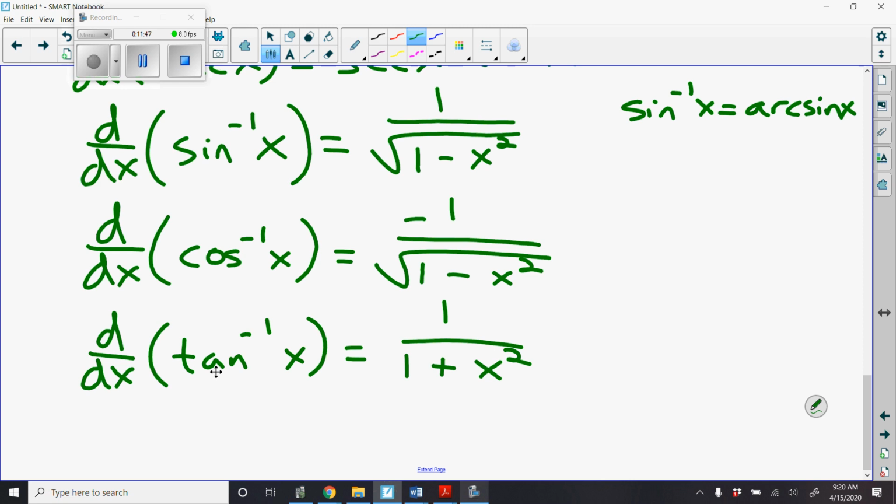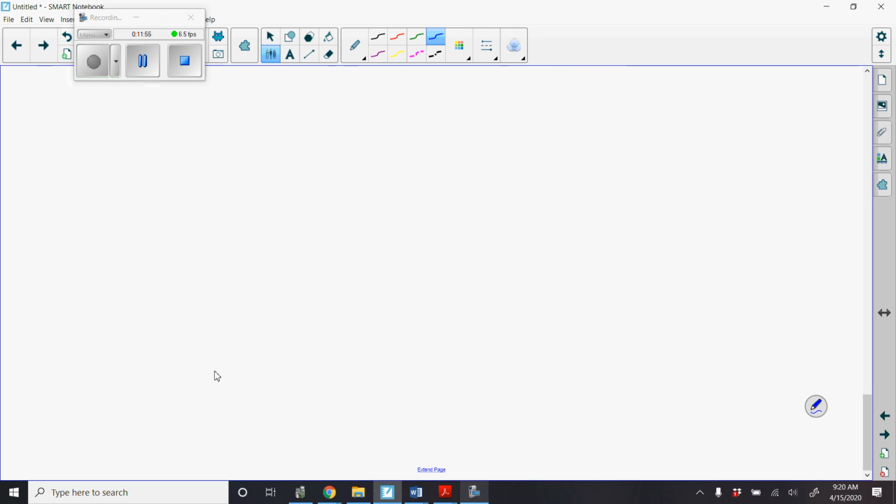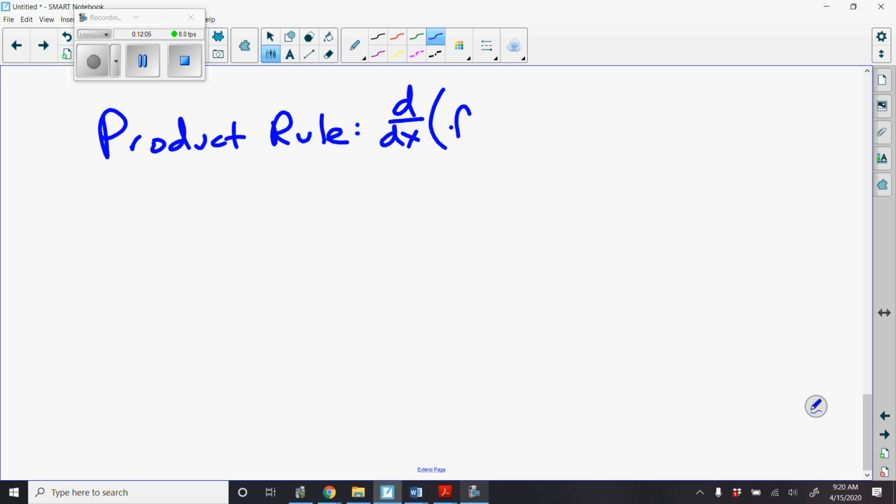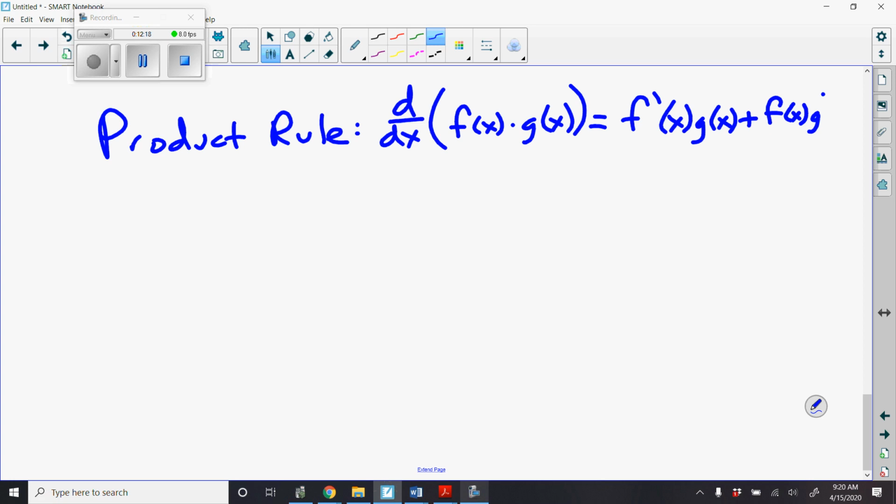Okay, let's talk about our 3 other big rules that we have. Product rule. That states that the derivative of f of x times g of x is the derivative of the first times the second plus the first times the derivative of the second. Okay, one example here.